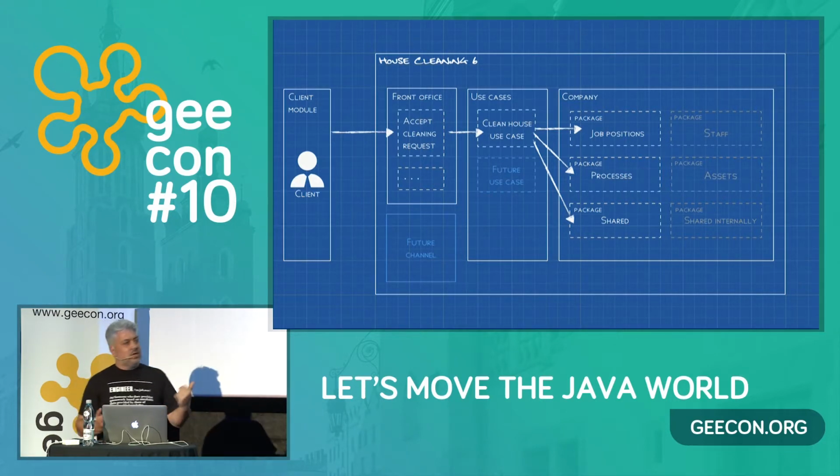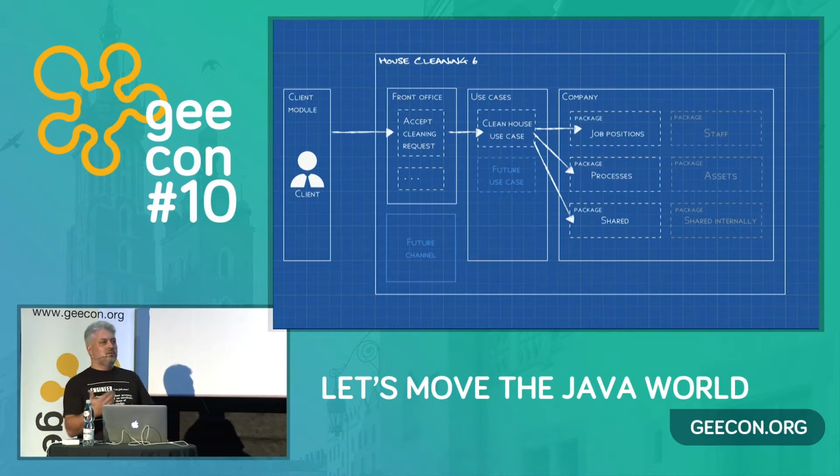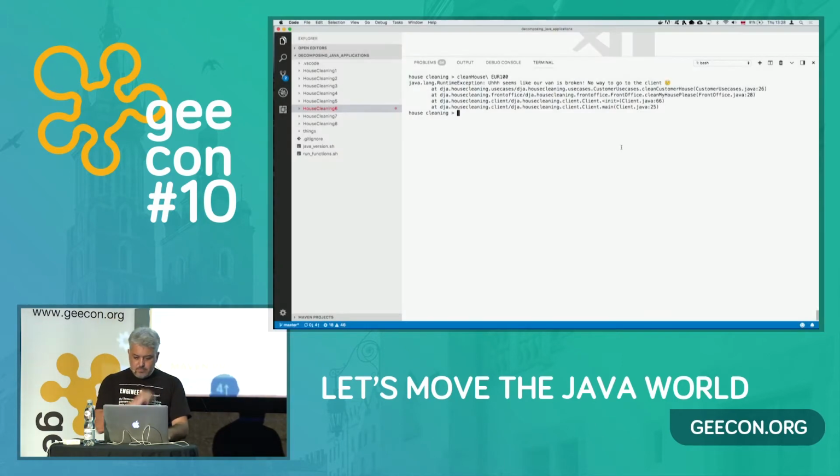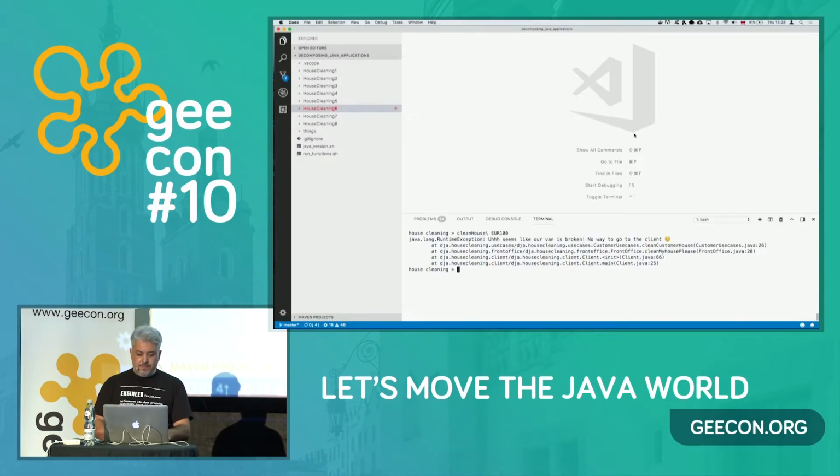But now we have different types of problems. Well, we have the same. We used to have this problem before. It was just not that important. Now it is important. What happens if the van breaks? So how do we fix that?